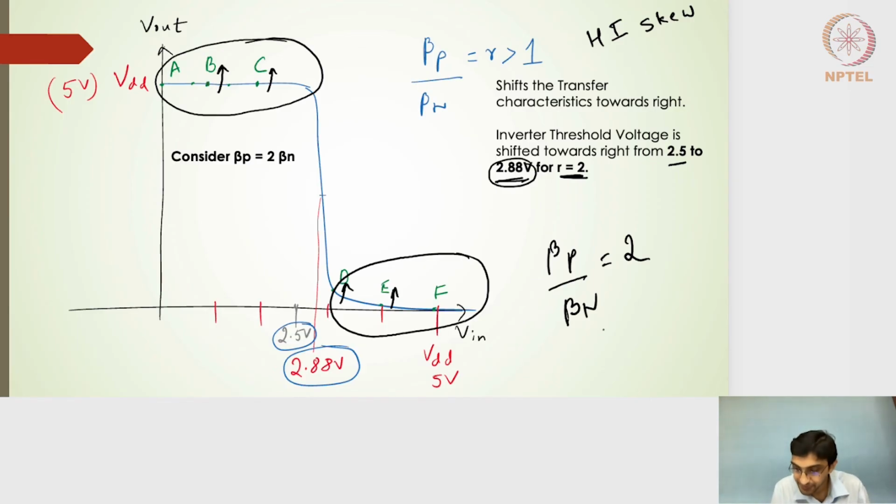And similarly, if beta N is greater than beta P, then the NMOS is more dominant, so it is going to pull most of the input voltages closer to 0 volts. And PMOS is a weak transistor in that case, so it will be able to push fewer input voltages to the 5 volts.